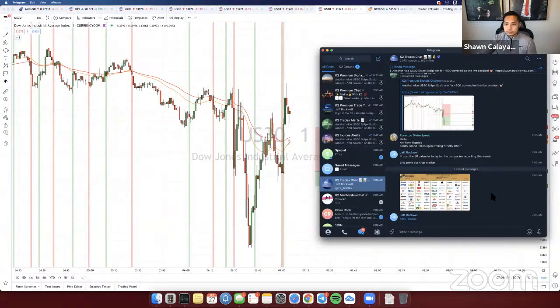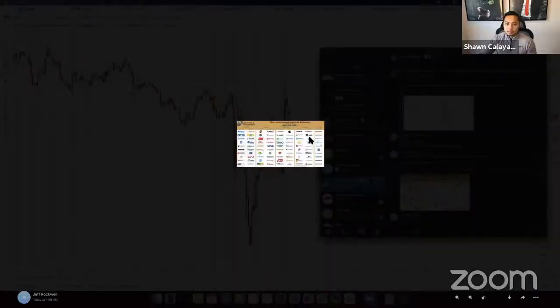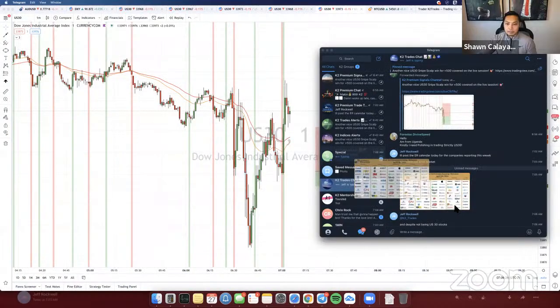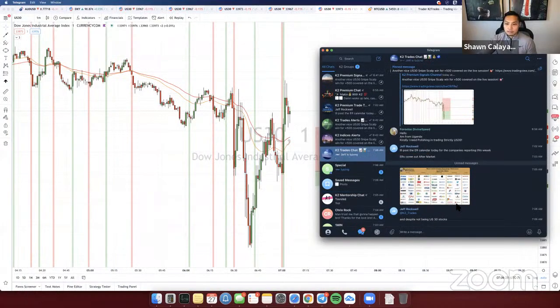Okay, so we got AMD, G&E, Microsoft. I think there's a couple here that are in the US 30 index. I'm trying to see, it's kind of hard to see, but Alphabet. Actually, they're not even in US 30, right? I don't think.